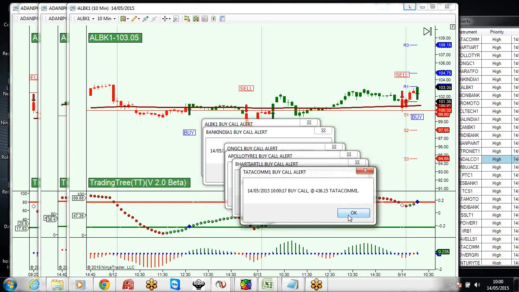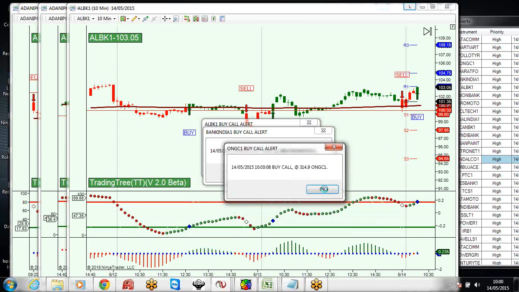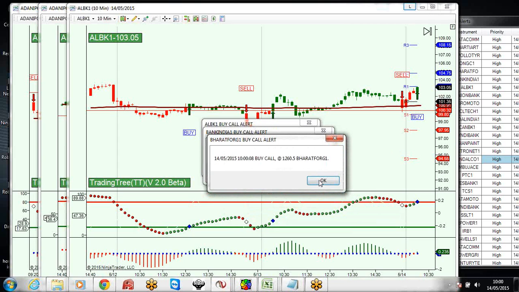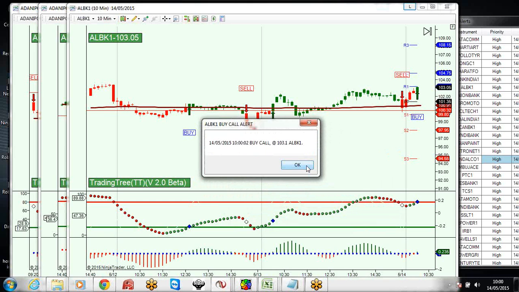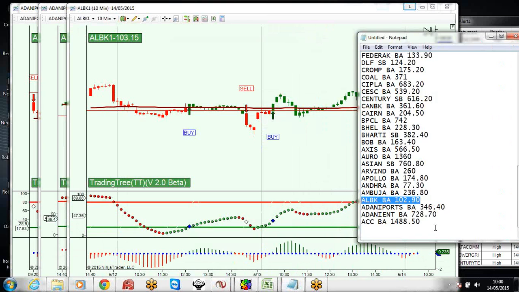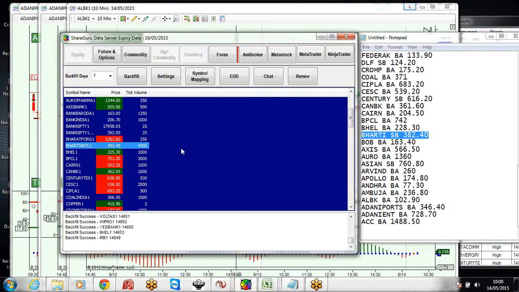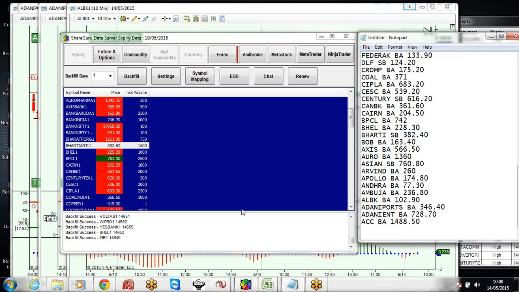So you can see the market slowly moving upwards. So Tatacom, Bharti Airtel, Apollo, ONGC, Bharat Forge, Bank of India, and ALVK. So you can check all those calls here. 382.40 is Bharti Airtel buy. It's now at 392, 10 rupees up, and you can see the volumes also. Bank of India, I have already given you the buy.